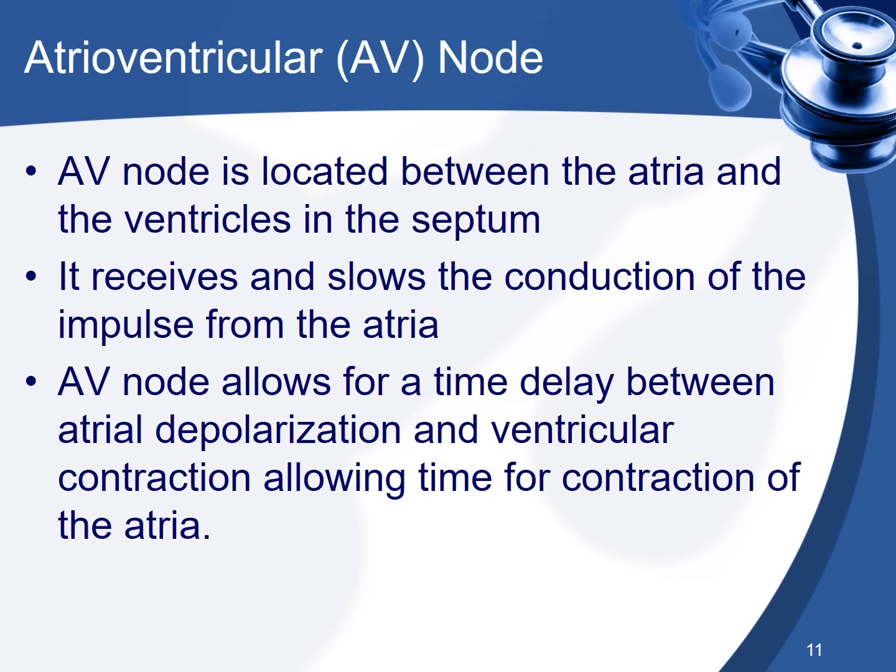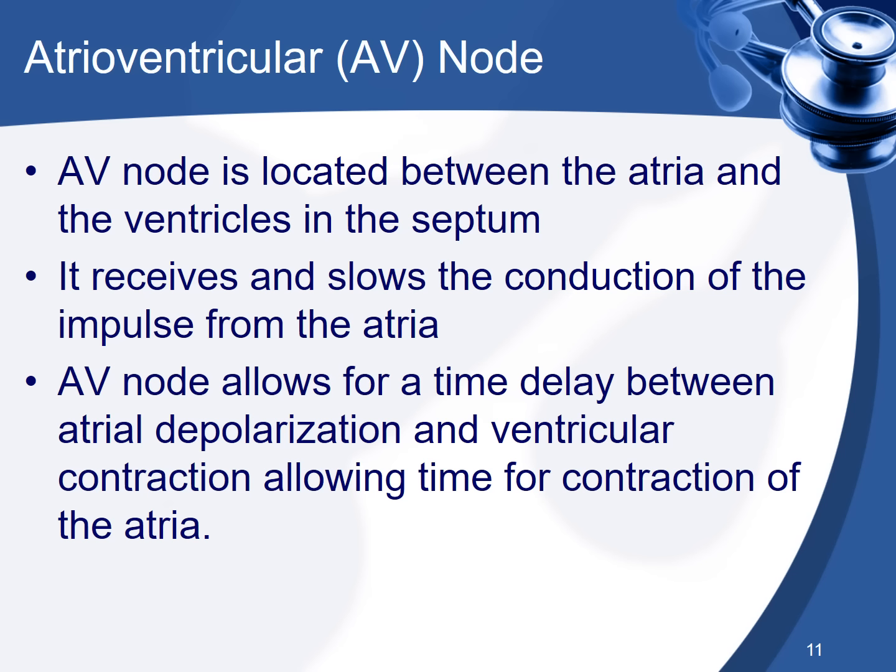So the signal will get to the atrioventricular or the AV node, which is located between the atria and the ventricle, hence the name atrioventricular. It does receive the signal and it slows it down, because remember, the signal gets to the AV node before the contraction of the atria is complete.